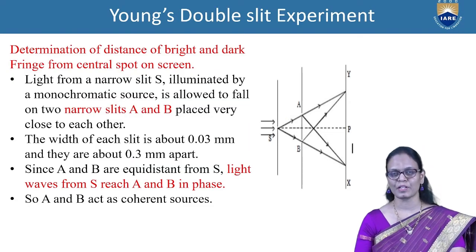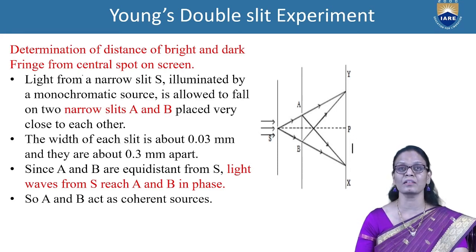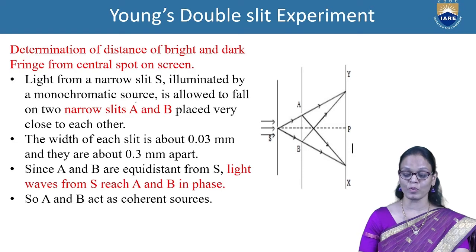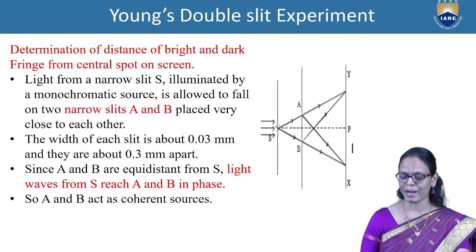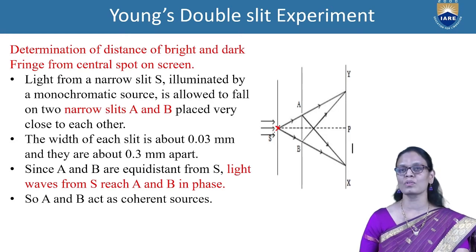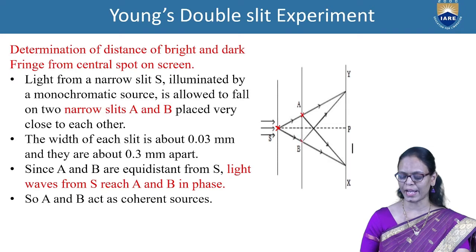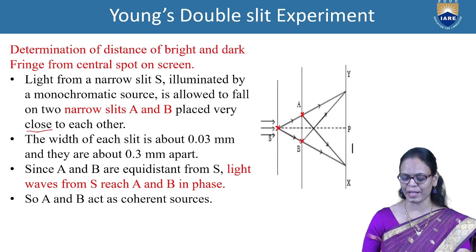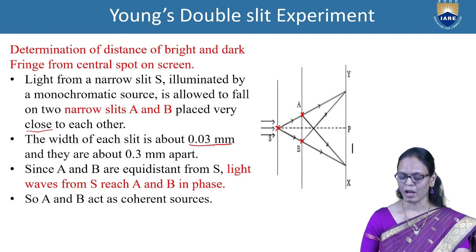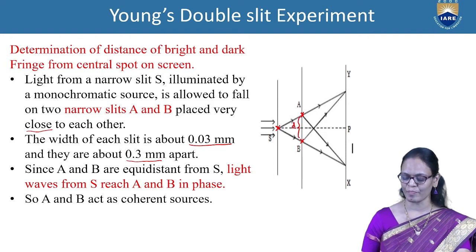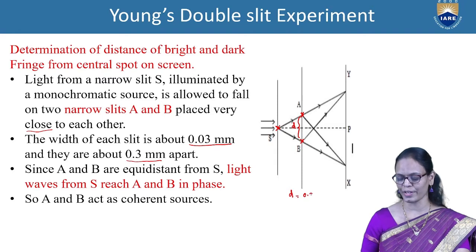Now let us try to derive the expression for the determination of the distance of the bright and dark fringe from the central spot on the screen. Light from a narrow slit S illuminated by a monochromatic source is allowed to fall on two narrow slits A and B. These two slits are placed very close to each other. The width of these slits is 0.03 mm and they are separated by a distance of 0.3 millimeter. We always denote this distance by small d, equal to 0.3 millimeter.